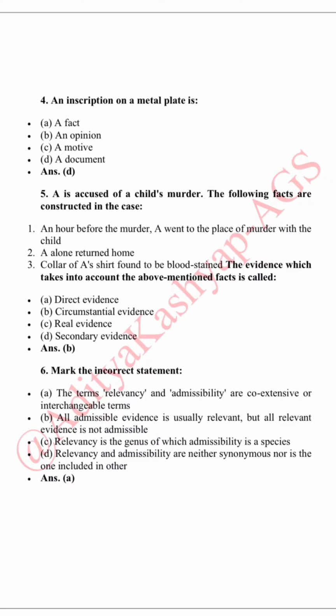Okay, question number 5. A is accused of child murder. The following facts are constituted in the case. An hour before the murder, A went to the place of the murder with the child. ठीक है. A alone returned home. ठीक है. Collar of A's shirt found blood stained. The evidence which takes into account the above mentioned facts is called circumstantial evidence. Okay, so all the three are essential facts, and this is called circumstantial evidence.